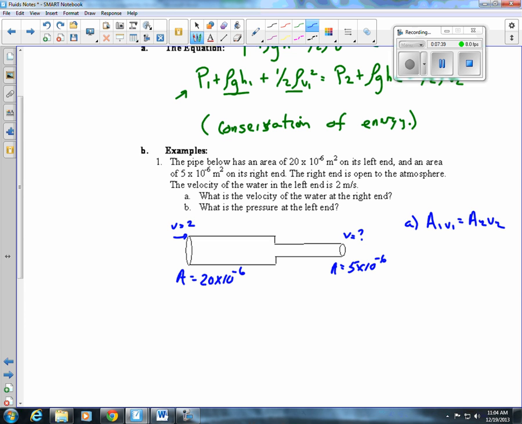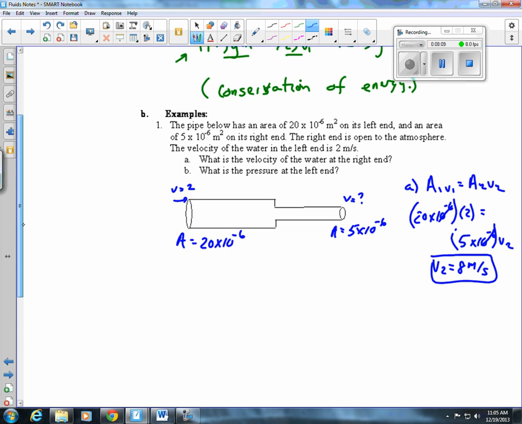So I get 20 times 10 to the minus 6 times 2 equals 5 times 10 to the minus 6 times V2. I can cancel the times 10 to the minus 6's, and that gives me 40. 40 divided by 5 is 8, so V2 is 8 meters per second. So it's going faster at the narrower end.